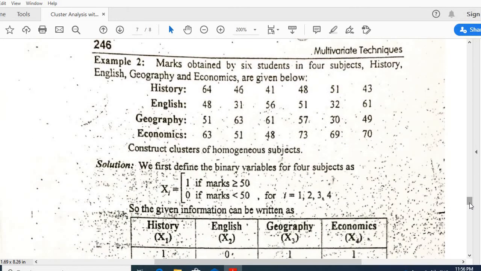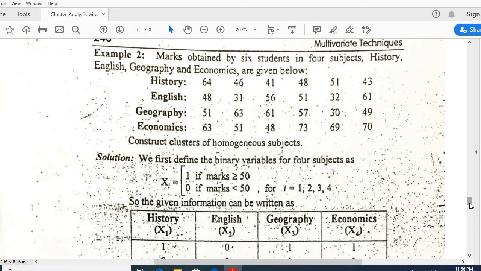Example number 2 is the marks obtained by 6 students in 4 subjects: history, English, geography and economics. The respective marks of the 6 students are given here. We have defined the binary variable xi for all 4 subjects. If the marks are greater than 50, it will become 1. If marks are less than 50, it will become 0.